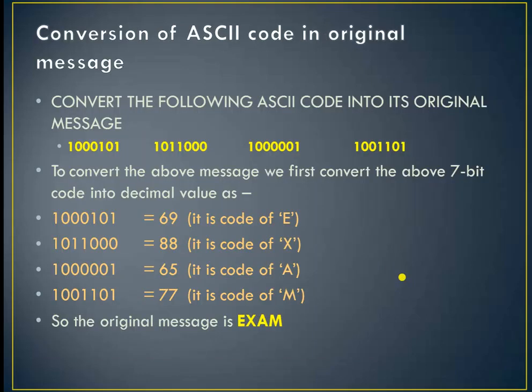Now, conversion of ASCII code into the original message. You can see this: convert the following ASCII code into its original message. Some ASCII codes are written here. Then you have to convert them into characters. First you will write it here. This is a binary number. Then you have to convert it into decimal form. Apply the conversion and then write the character code. What is the code for 69? That is E. This is 88, the code for X. 65 is the code for capital A. 77 is the code of M. So the original message is EXAM.